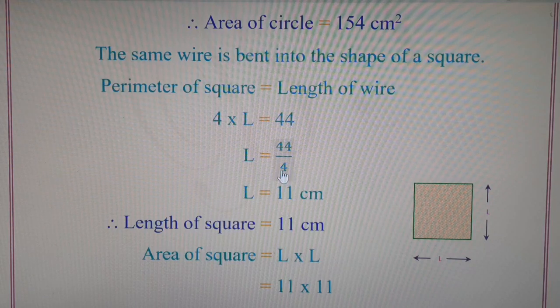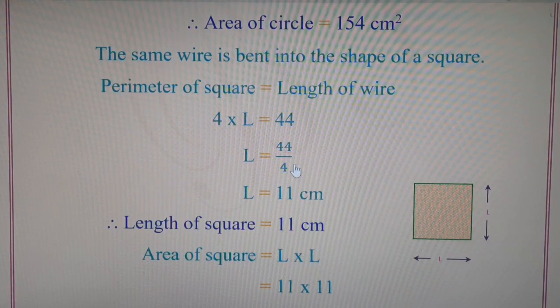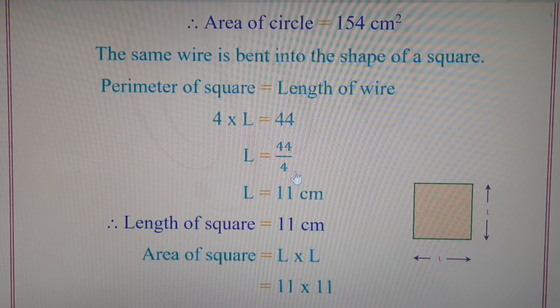And 44 and 4 we can cancel using 4's table. 4 ones are 4, 4 11's are 44. 4 is cancelled and 1 is written in the denominator. 44 is cancelled and 11 is written in the numerator. 11 upon 1 is our answer for the next step.